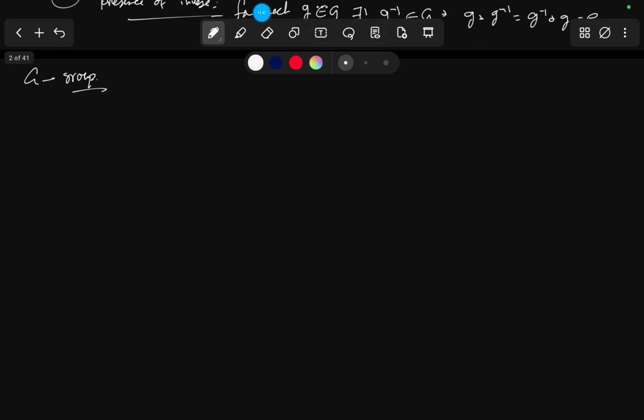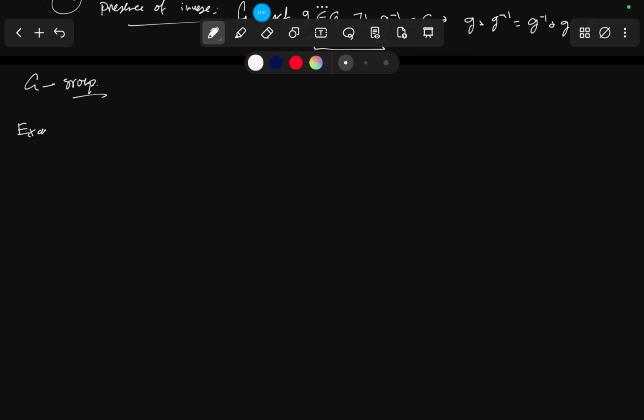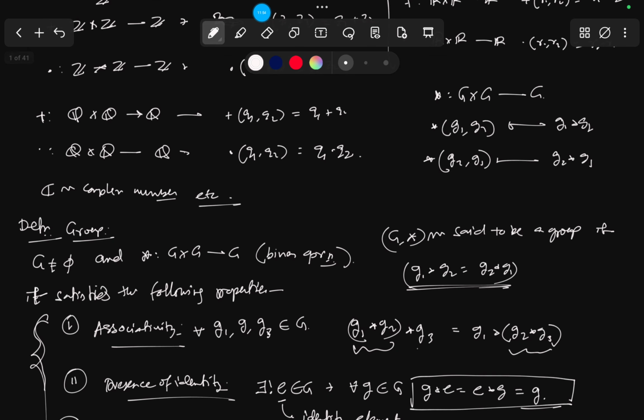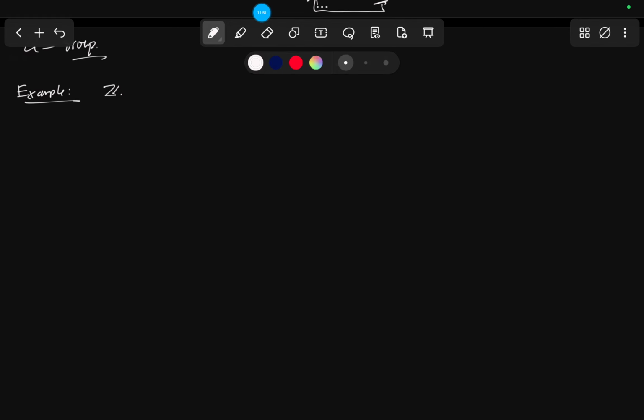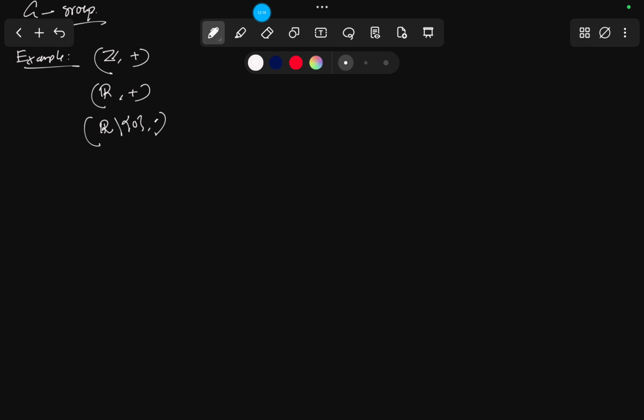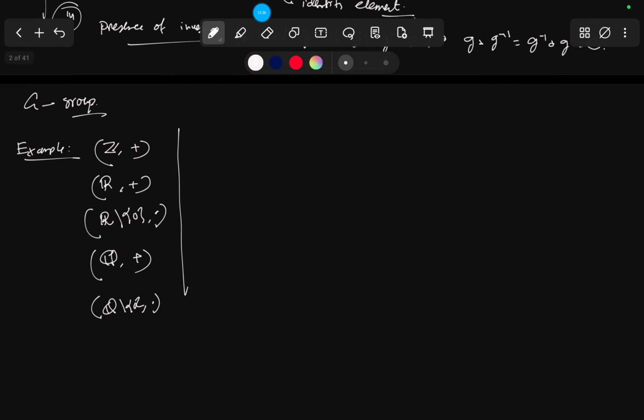Okay. So as examples of groups, all the ones we have defined so far: the set of integers along with the binary operation plus, the set of real numbers along with plus, the set of non-zero real numbers along with the binary operation dot, also the set of rational numbers along with plus, the set of non-zero rational numbers along with dot, the set of complex numbers along with plus, and the set of non-zero complex numbers along with dot.